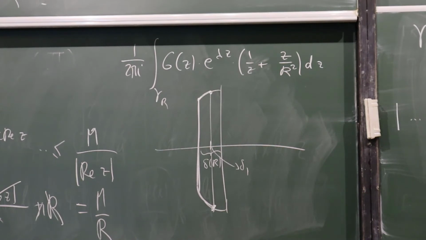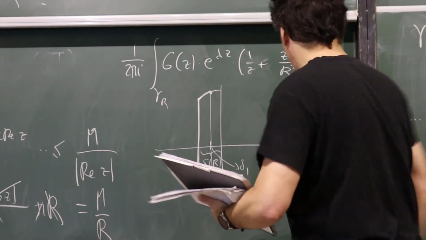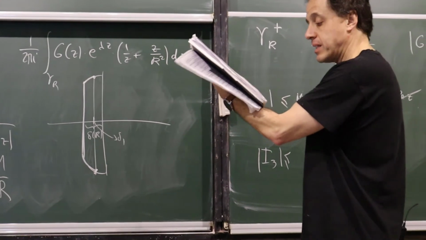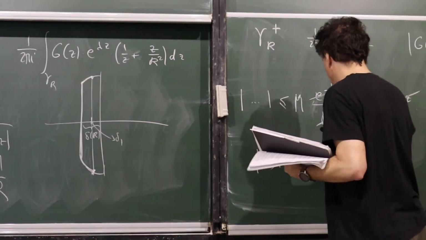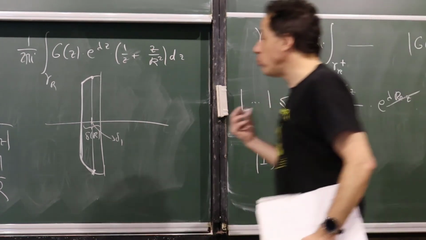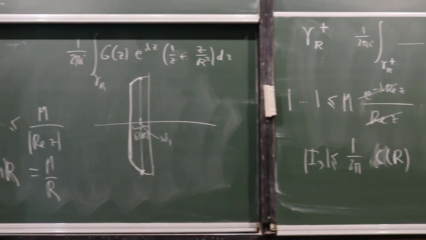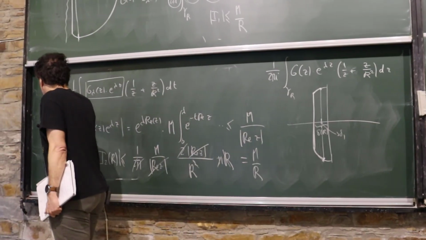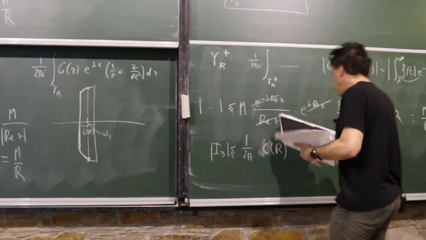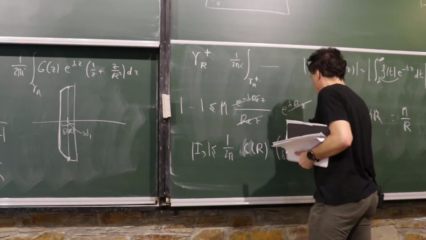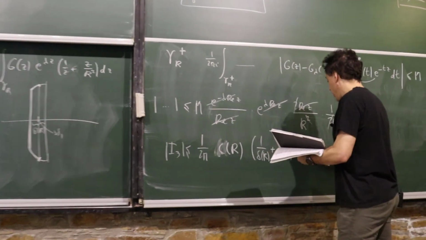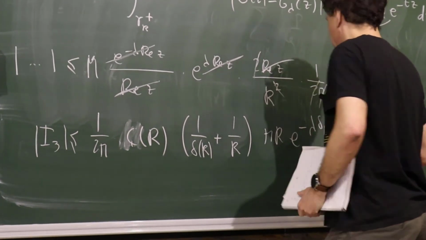And, well, working a little bit, you obtain that this integral here can be bounded, let's call it I3, by some 1 over 2 pi, some constant m, let's call it C of r, that could be a bound of the function g that you don't know over this path, an amount that could depend on r, okay, times something like 1 over delta r plus 1 over r, pi r and e to the minus lambda delta 1.